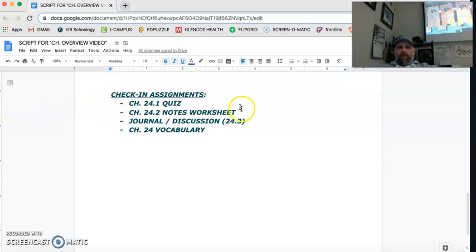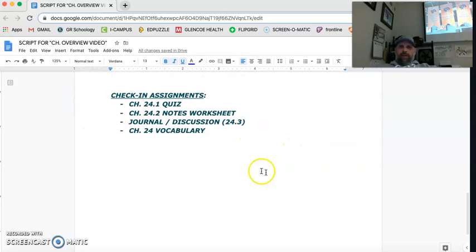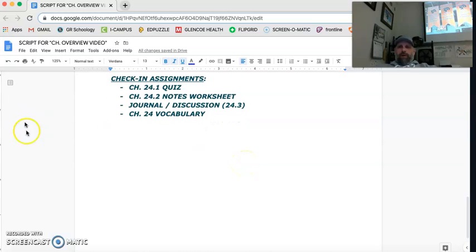Chapter 24.1 will be a quiz. 24.2 will have some lecture notes worksheets that are there, and then there'll be a discussion, a journal discussion for chapter 24.3, and then finally vocabulary for the entire chapter on the day that we do chapter 24.4.